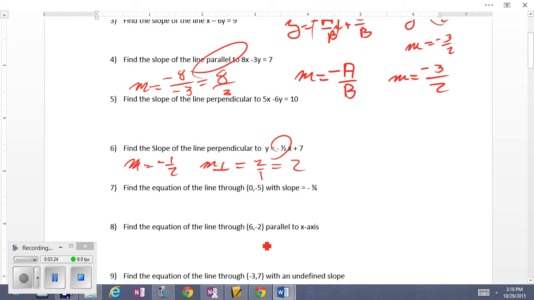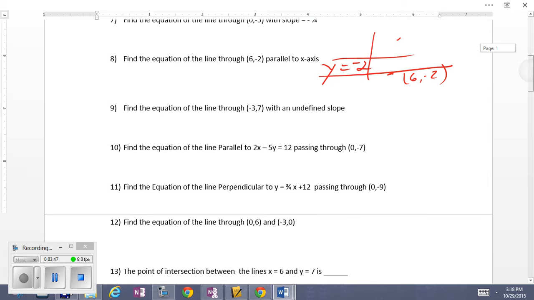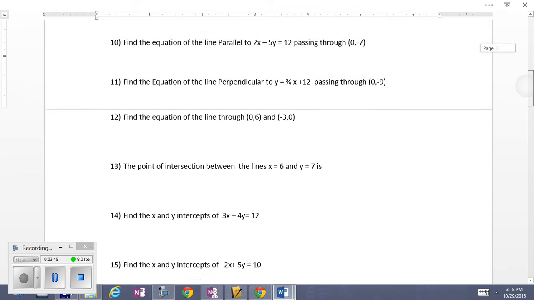The equation through a point which is parallel to the x-axis: if it's going through 6, negative 2, let's suppose this is 6, negative 2 down here. If it's parallel to the x-axis, then it's running like this, which means it's simply y equals the y value, which in this case is negative 2. Okay? So hopefully those couple don't require a whole lot of work.